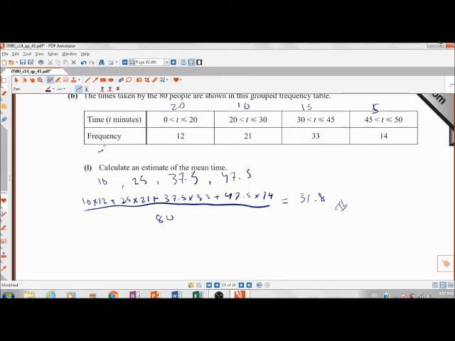So in order to find the frequency density, let's call it FD, we divide the frequency by the class width. 12 divided by 20, you get 0.6. 21 divided by 10, you get 2.1. 33 divided by 15, you get 2.2. 14 divided by 5, you get 2.8.